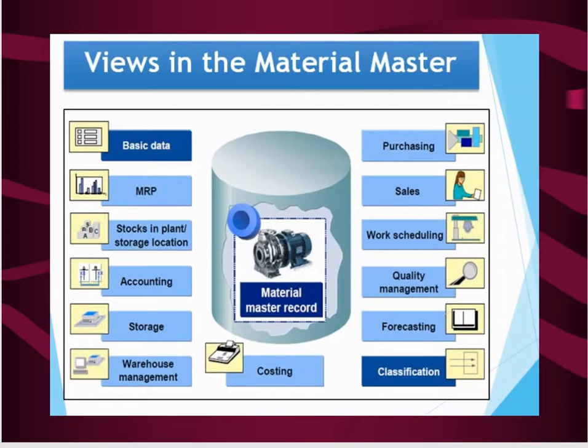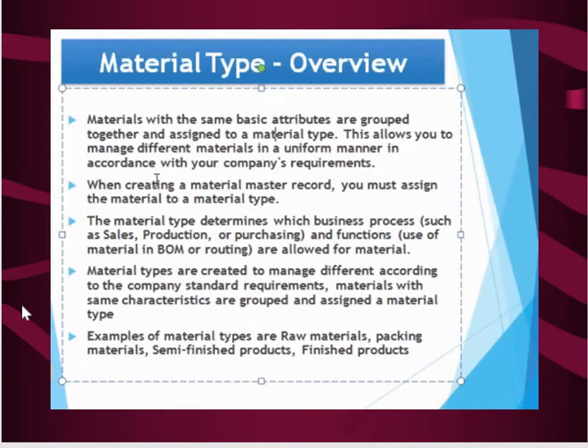So if we go next, material type. Material type is the most important thing in the creation of the material master. So what is material type? Materials with the same basic attributes are grouped together and assigned to a material type. If the material is a raw material, all the materials of the raw materials category will be grouped under one category. That category is defined as raw materials. And why is it used? It's used in the BOM or in a routing.